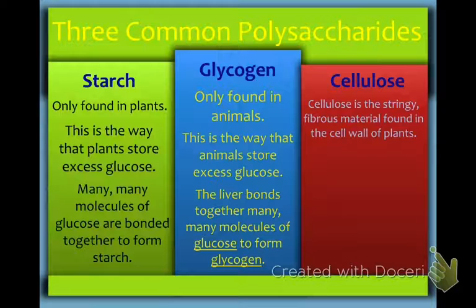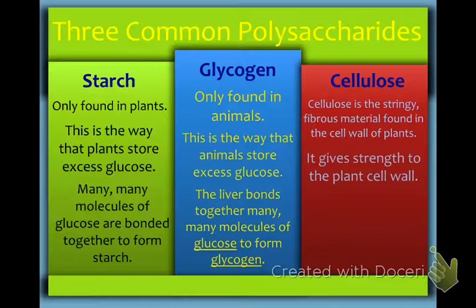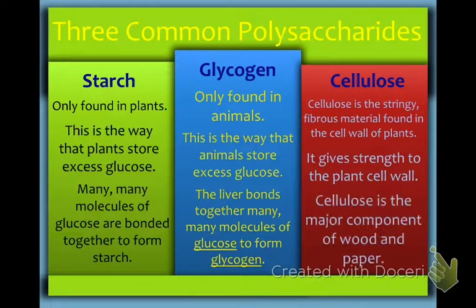Cellulose. Cellulose is the stringy fibrous material found in the cell wall of plants. How many of you, raise your hand, have eaten celery and you get those gross stringy things that you cannot eat? Excellent. That is cellulose. It gives strength to the plant cell wall, and it is a major component of wood and paper.